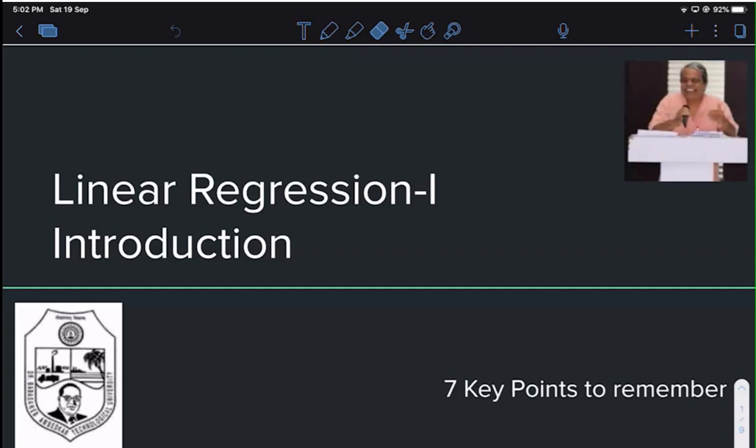From this video, we are starting our second unit called linear regression, and this is the first video of the second unit titled linear regression. And in this video, I will be providing you a general introduction of linear regression, in which I will be explaining 7 key points that you should remember with respect to linear regression.